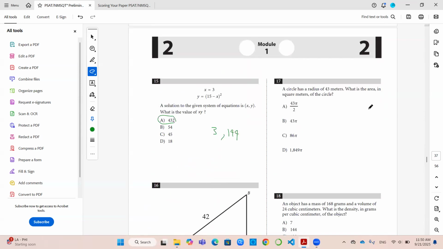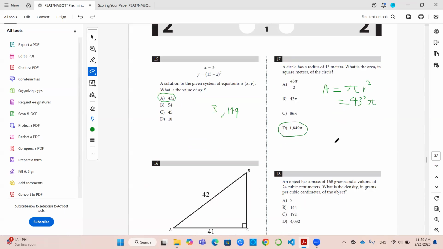A circle has a radius of 43 meters. What is the area in square meters of the circle? So area of a circle is pi r squared. So what is 43 squared times pi? That is going to be 1849 pi, so D is the correct answer.